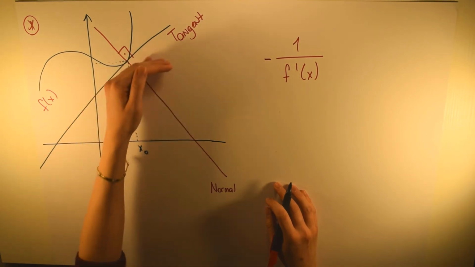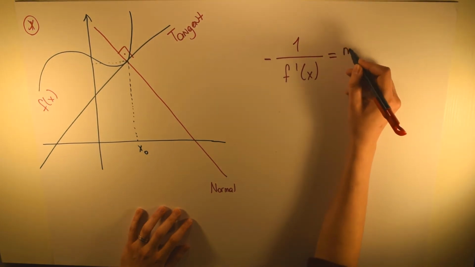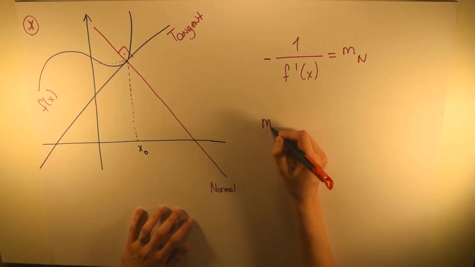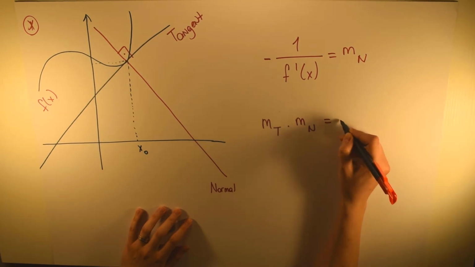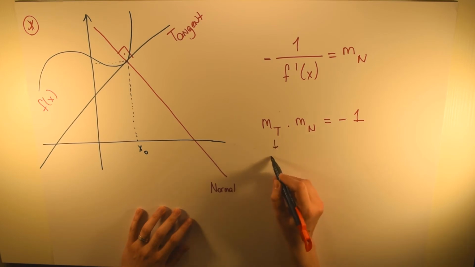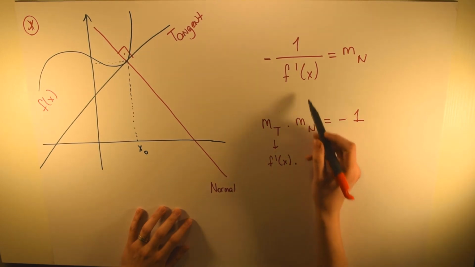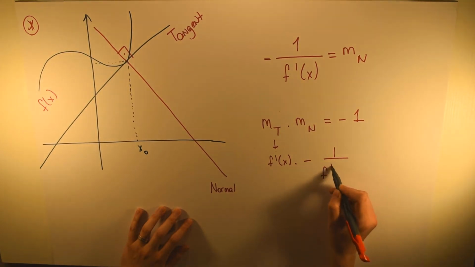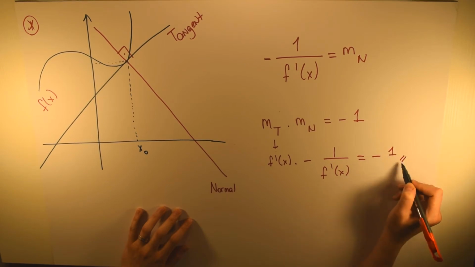Why? Because these lines are perpendicular to each other, and I can call this the slope of the normal line. So we can say that the slope of the tangent line times the slope of the normal line is equal to minus 1, because I know that the slope of the tangent line is equal to the derivative of f of x, right? When you multiply this by the slope of the normal line, which is minus 1 over the derivative of f of x, as you can see, we will get minus 1.